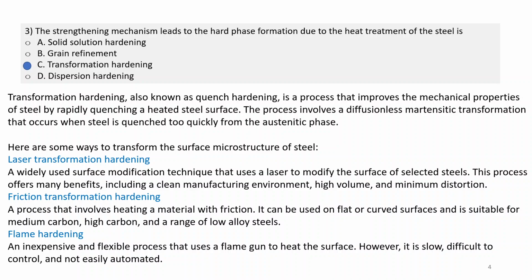In the case of flame hardening, it is an inexpensive and flexible process which uses a flame gun to heat the surface. However, it is slow, difficult to control and not easily automated.